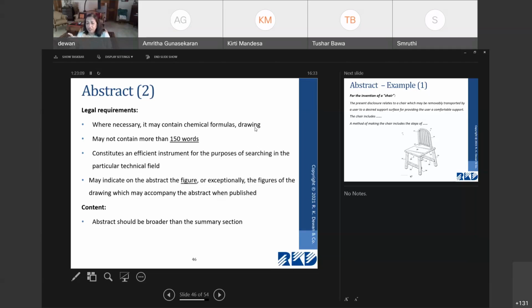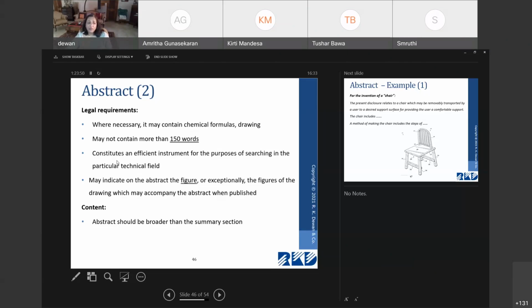The same way also for the chemical formula. If you have more formulas, if there are 2 or 3 compounds, or if there is one big Markush structure, you may specify that this formula needs to be published. So in the abstract you need to specify this. It's a separate sheet which is submitted to the patent office. In that you put the chemical formula or drawing, and it should be within 150 words.